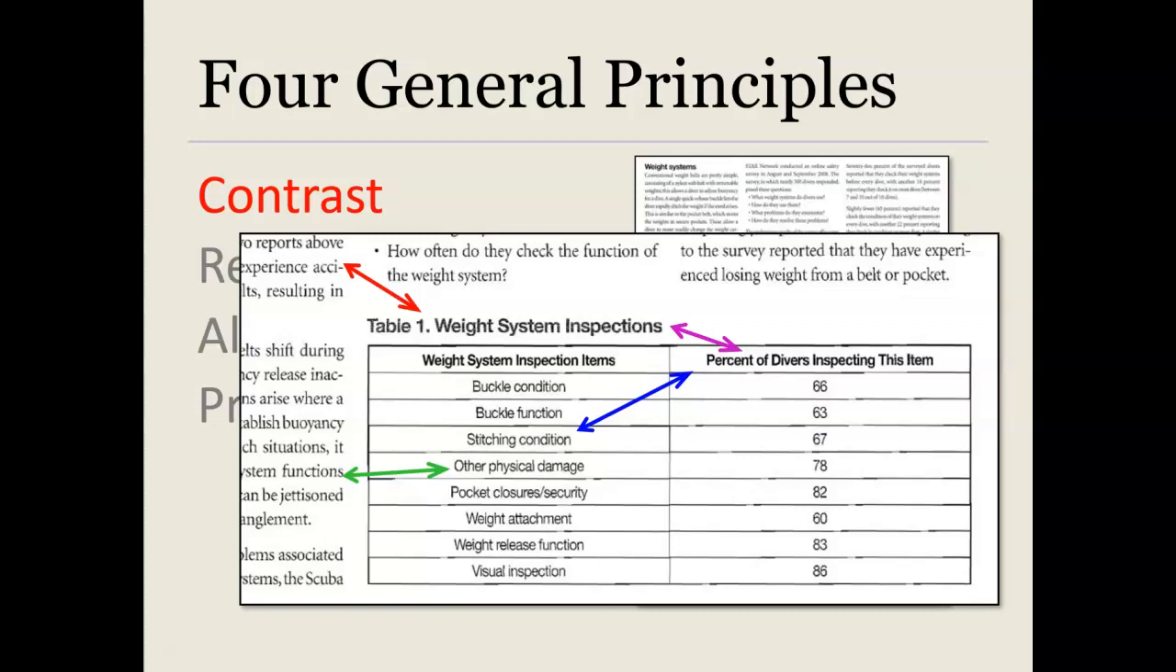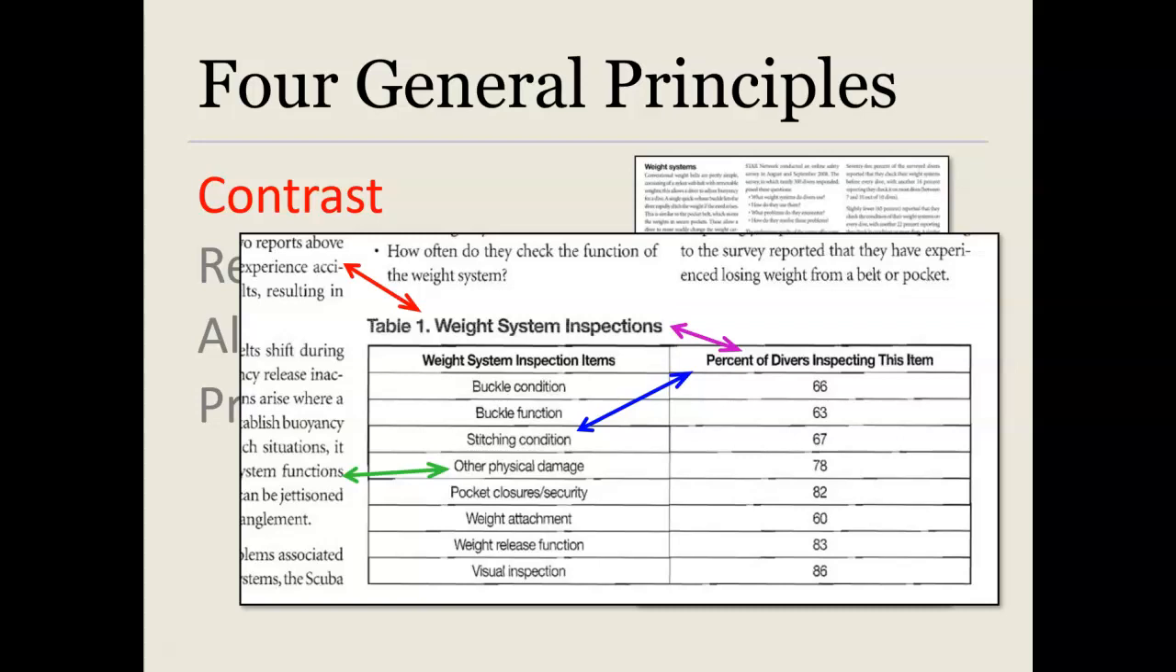Let's compare between the elements pointed at through the purple arrow, the weight systems inspections and the percent of divers inspecting this item. What's the contrast there? Well, there's a lot of repetition. They're both boldface. They're both the same font, but the size is different. It's a subtle form of contrast, but it is some contrast. Take a look at the blue arrow then, where it's pointing to stitching condition and percent of divers. What contrast do you see there?